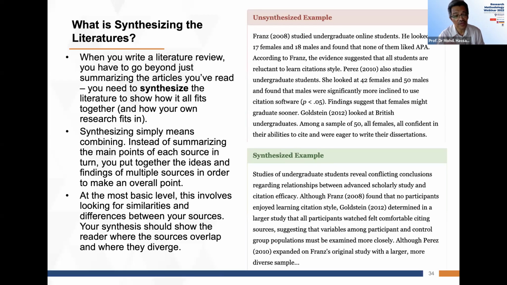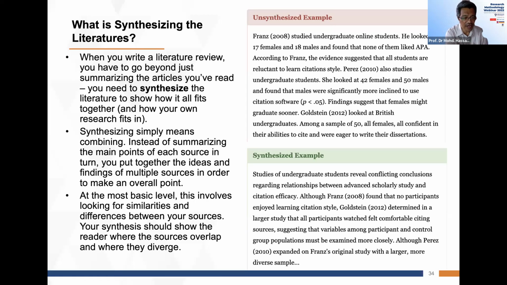You want to make an overall point, all right? You do not want to have a separate point based on each source. You take all the sources together, you put the ideas together, all right? And then you want to make an overall point, okay?